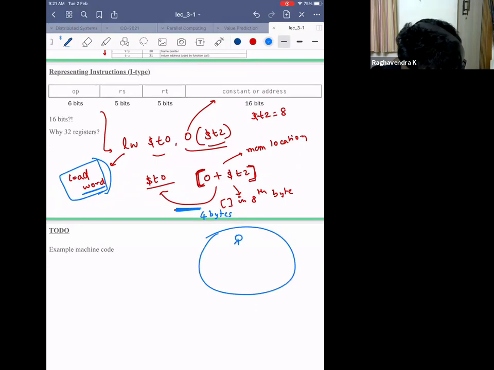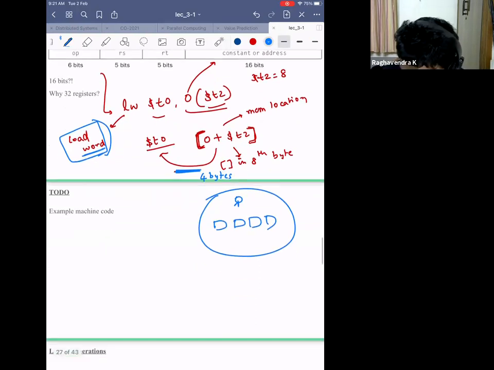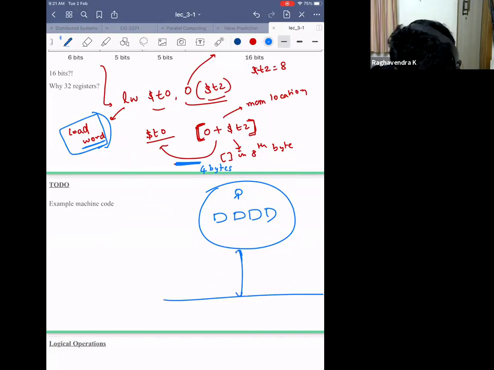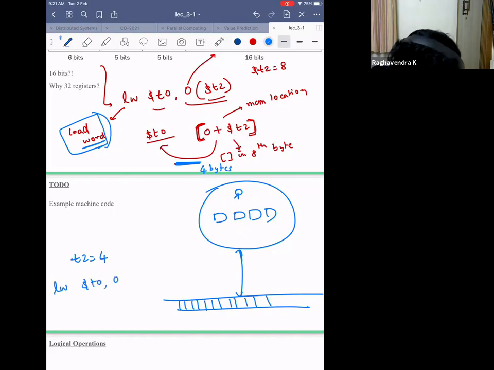So let's say I have something like this, and I have some memory bytes here that continues like this. Let's say T2 was 4. And then I gave an instruction lw T0, 0($T2). So this is the 0th byte. This is the first byte, not bit. It is the second byte, third byte, fourth byte, fifth byte, sixth byte, seventh byte.